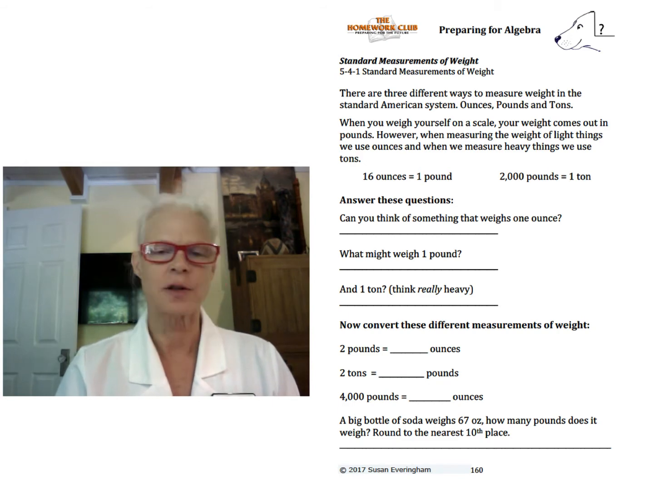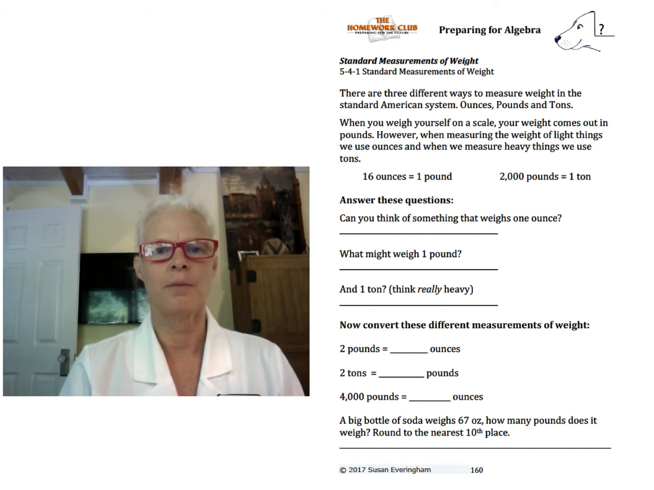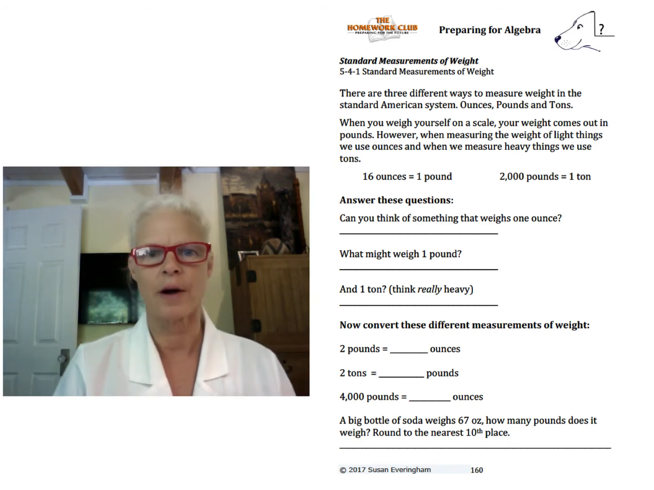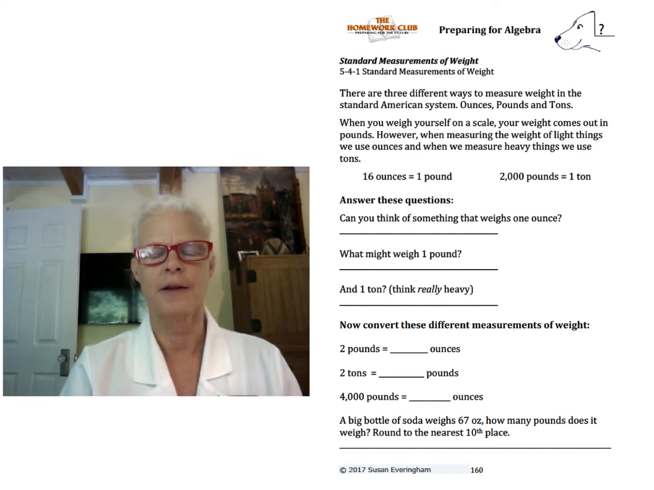So go ahead and answer the questions. See if you can come up with some items out of your home that might be 1 ounce or might be several pounds, so that you have that reference. Okay, and we'll see you on the next page.